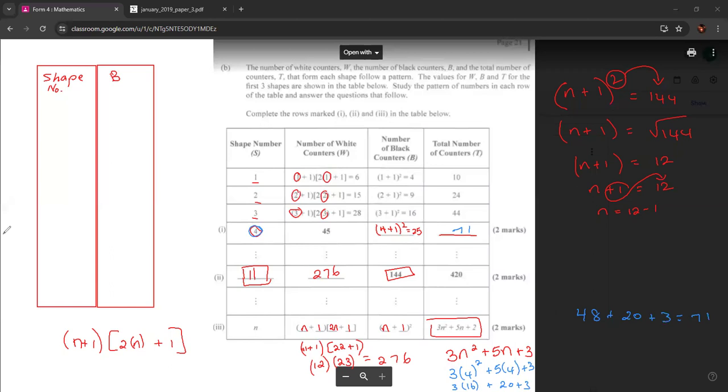Wait, I have an error. It wasn't add 3, it was add 2. You'll see it, it was add 2. Right, so it would have been added 2, not 3. So that would have been 48 plus 20 plus 2, which is 70. So the total would have been 70. All right, so pausing here again.